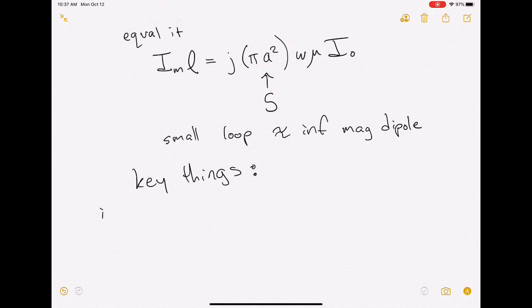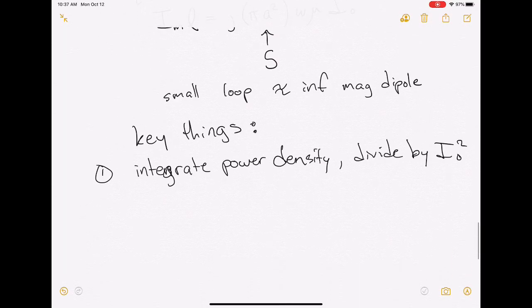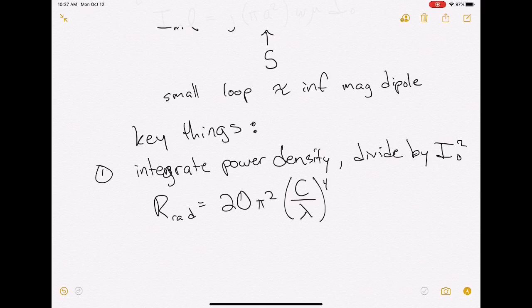Thing number 1, if you integrate the power density and then you divide by I naught squared, you can get the radiation resistance of a loop, which turns out to be 20 pi squared times the circumference of the loop divided by the wavelength to the 4th power.